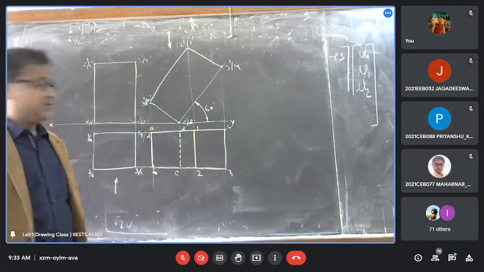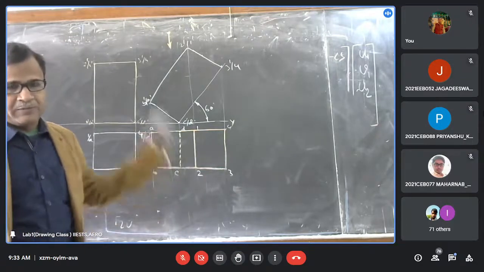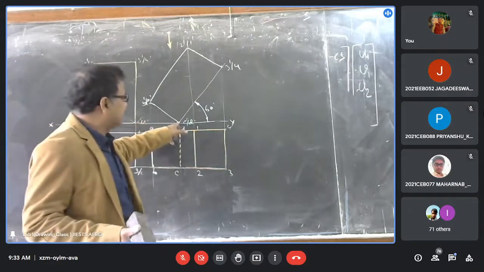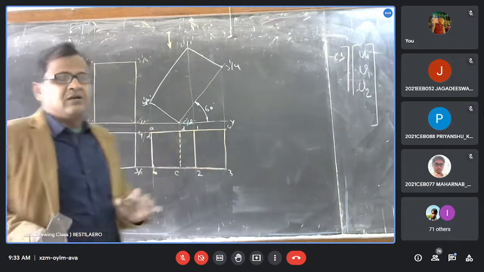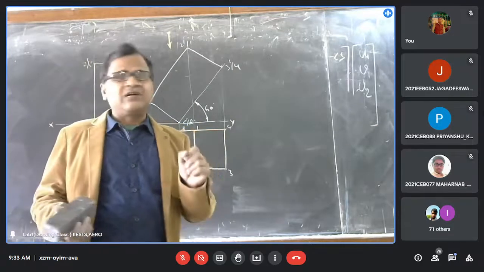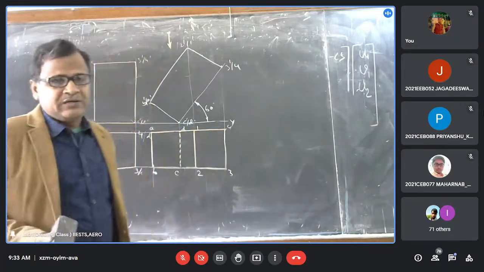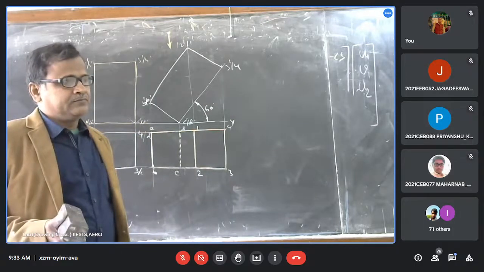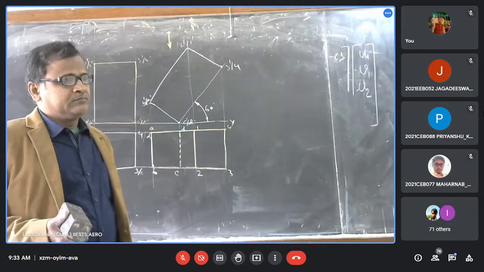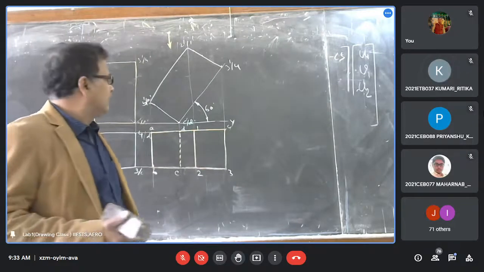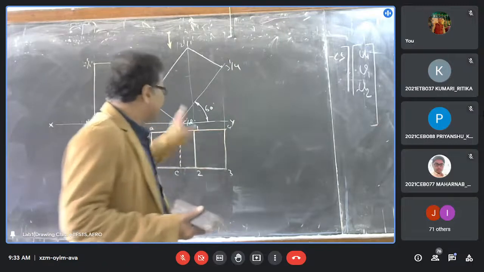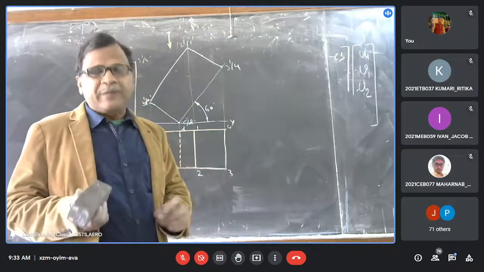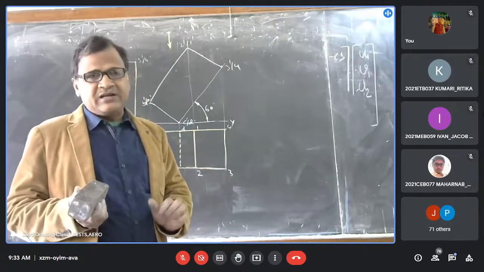Now I add some other condition in this problem. This is C dash D dash resting on the horizontal plane. Now, in what condition is it related with the vertical plane? Can you tell me? 30 degrees. Now, in this condition, it is perpendicular to the vertical plane, making 90 degrees.